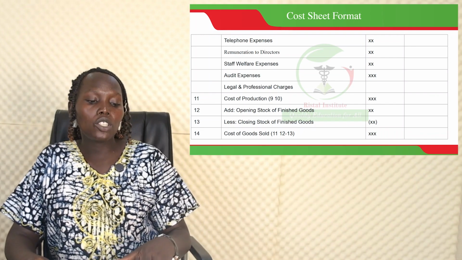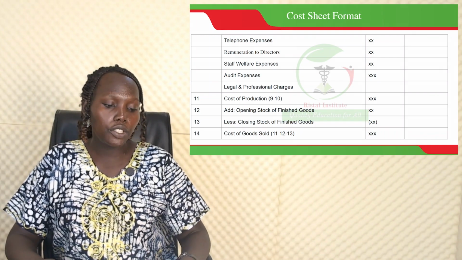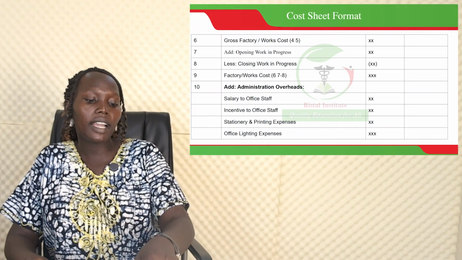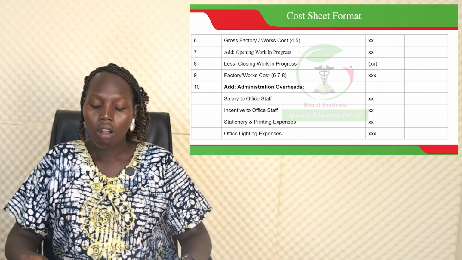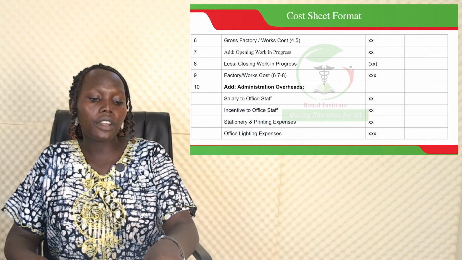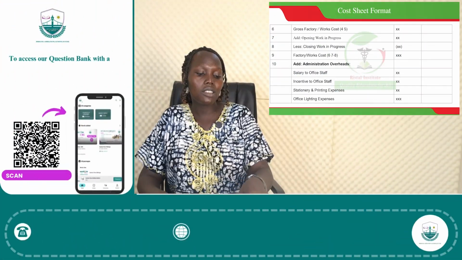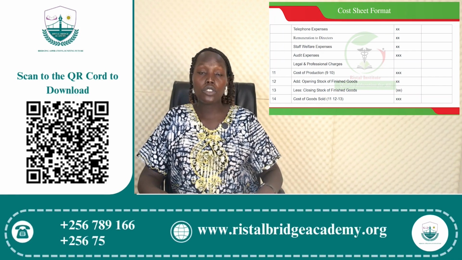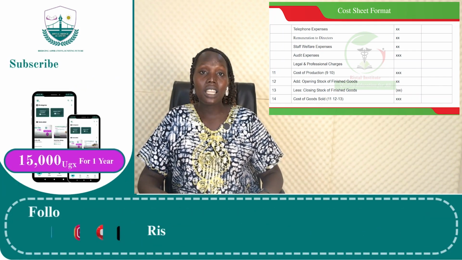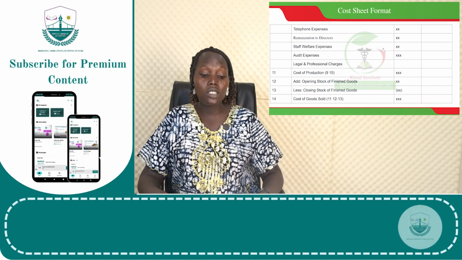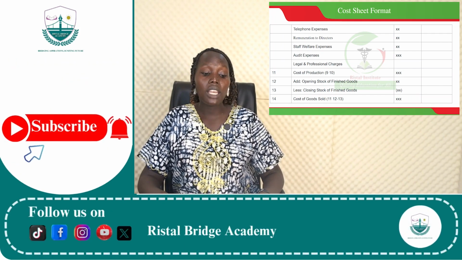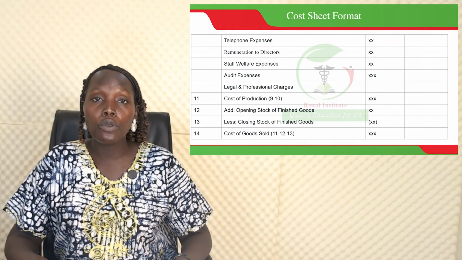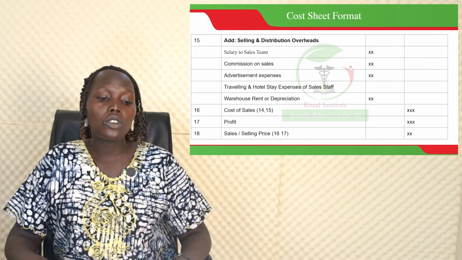So the cost of production: to come up with it, you add the factory cost plus the administration overheads. And then after getting the cost of production, you add the opening stock of finished goods, then you less the closing stock of finished goods to come up with the cost of goods sold.